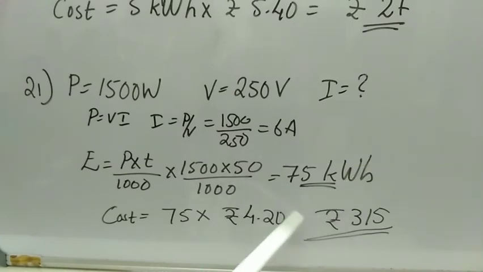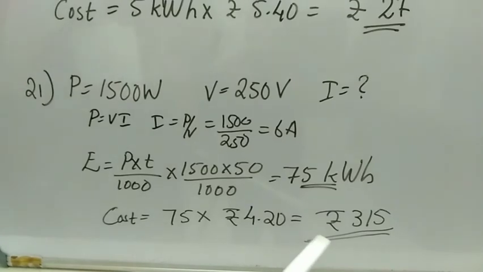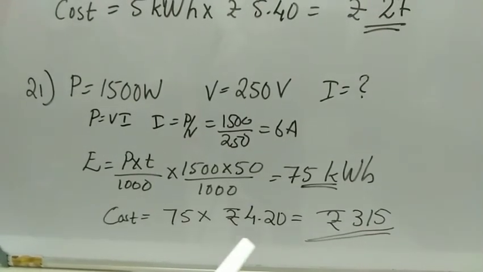Now the cost for 1 unit is 4 rupees 20 paise. So what will be the cost of 75 units? 75 into 4 rupees 20 paise. So the final answer is 315. Hope all of you understood all the problems.